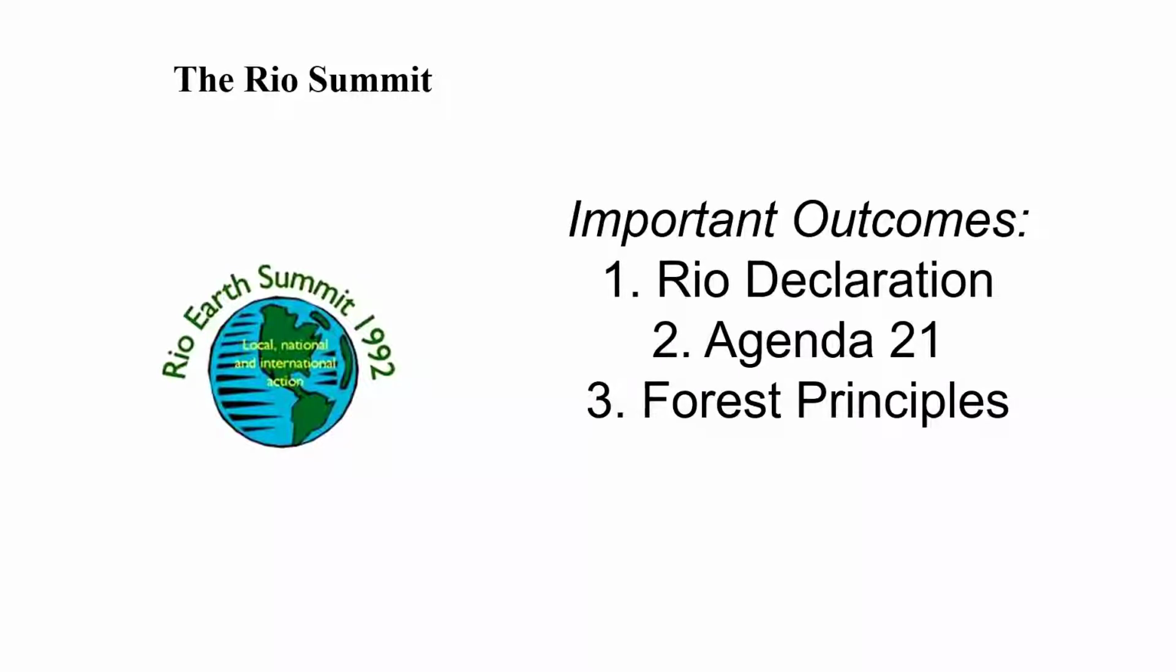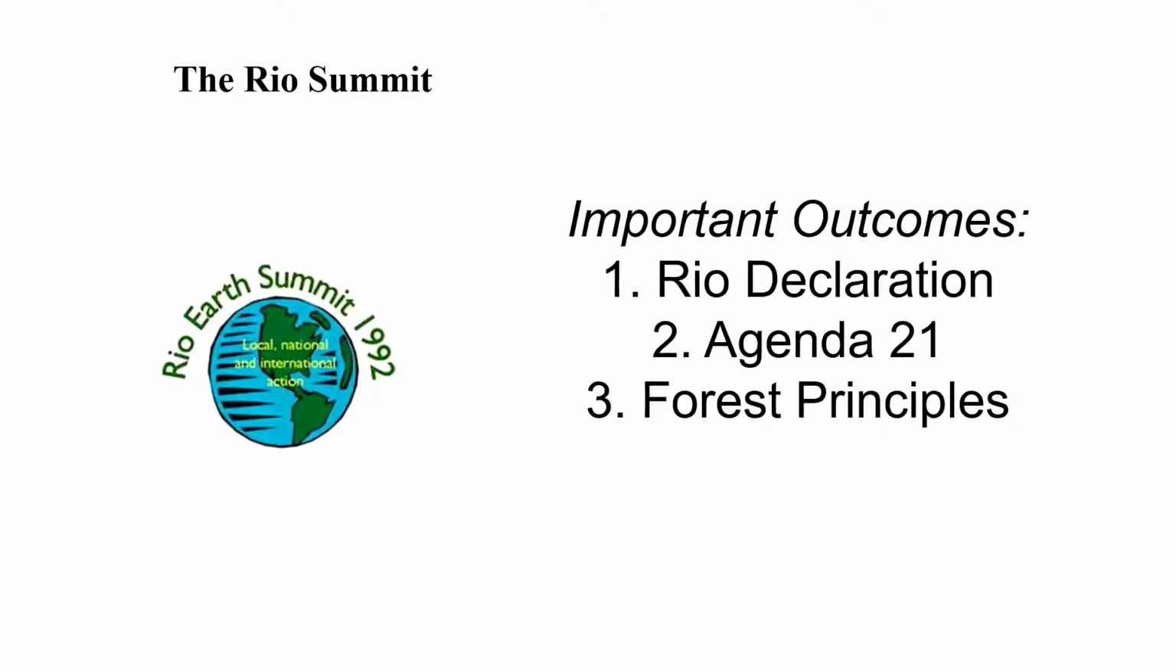The important outcomes of the Rio Summit are the Rio Declaration, Agenda 21, and the Forest Principles. The Rio Declaration contained 27 principles that were supposed to guide countries in future sustainable development. The Agenda 21 is an action plan concerning sustainable development.